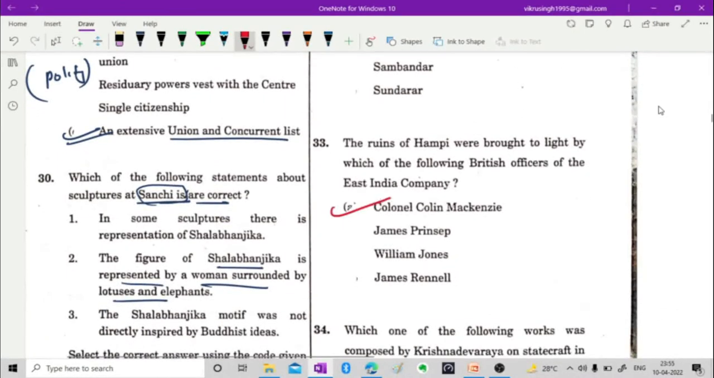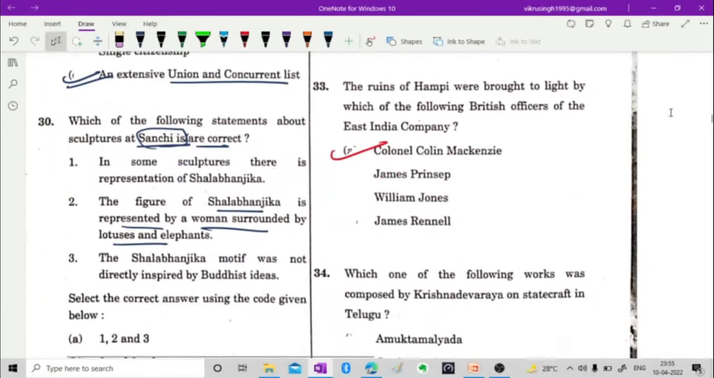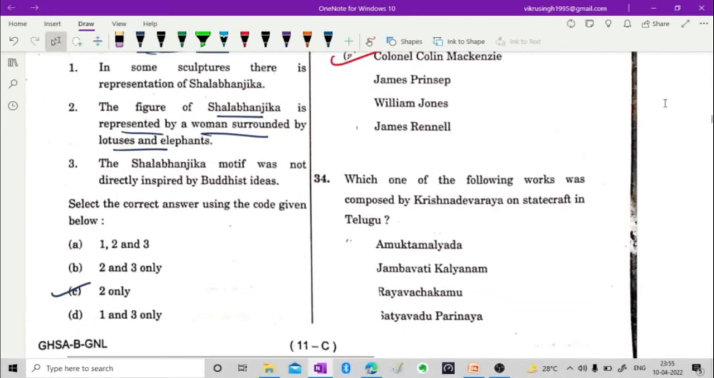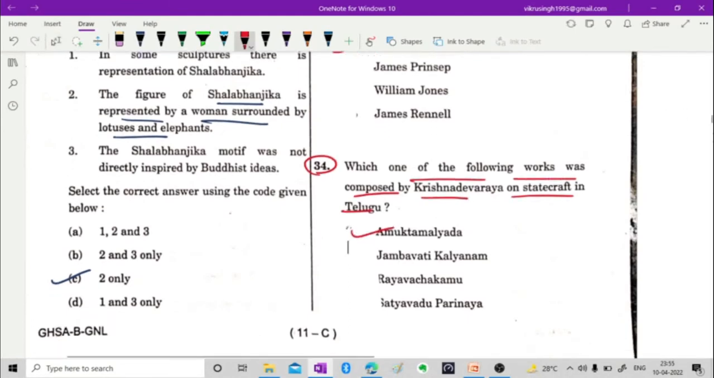So it was by Colonel Mackenzie. The correct option is A. History se bahut sare questions hai. Question number 34, which one of the following works was composed by Krishnadevaraya on statecraft in Telugu? So the correct option is Amukta Malyada.